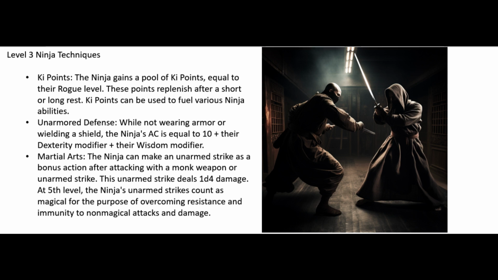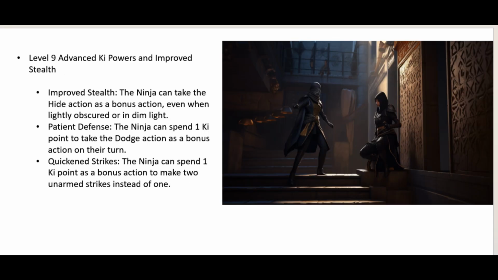Martial Arts. The ninja gains proficiency with simple weapons and shortswords. They can use Dexterity instead of Strength for attack and damage rolls with these weapons. Additionally, they can make an unarmed strike as a bonus action after attacking with a monk weapon or unarmed strike. This unarmed strike deals 1d4 damage. At 5th level, the ninja's unarmed strikes count as magical for the purpose of overcoming resistance and immunity to non-magical attacks and damage. Level 9 Advanced Ki Powers and Improved Stealth.